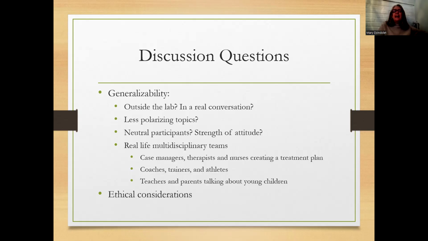I'd like to hear you guys discuss what you think would happen if they did that study. And even though they used people that were polarized, I'm sure some were much stronger in their attitude than others. How do you guys think that played a role in the study?